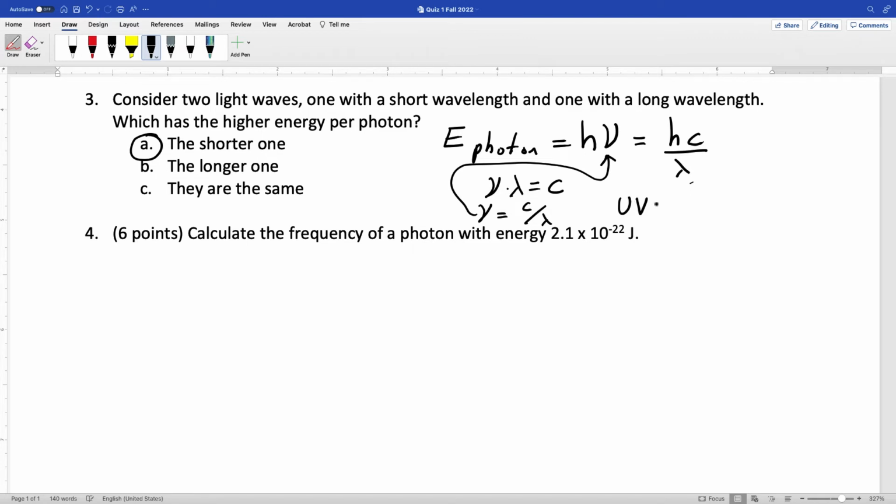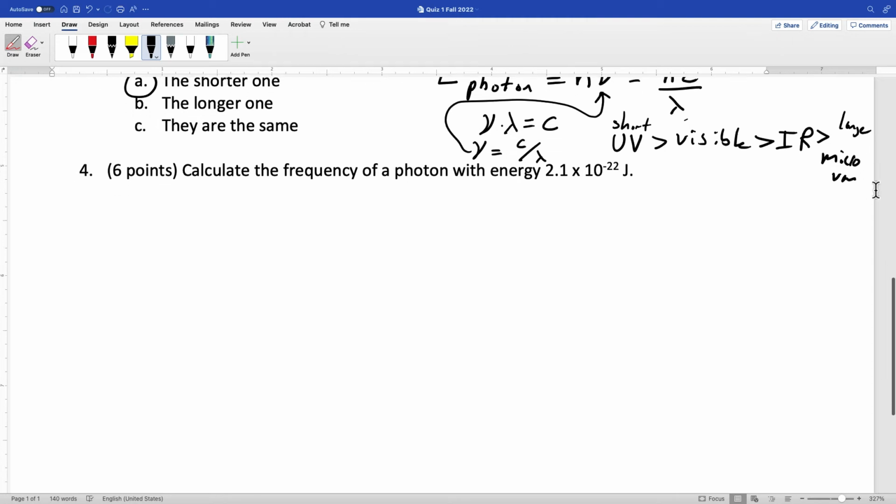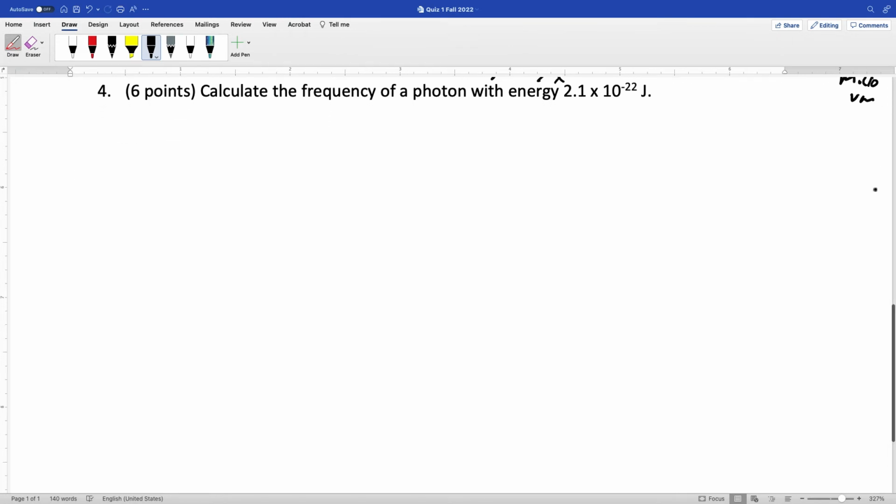And so we can look at the frequency of various forms of light. We won't do all of them, but like ultraviolet, we can see that's going to have more energy per photon than visible light, and that's going to have more energy per photon than infrared, and more than microwave. So if we start off with short wavelengths of light like ultraviolet, and go to longer wavelengths of light like microwaves, we're going to get less energy per photon. So shorter wavelength, higher energy per photon.